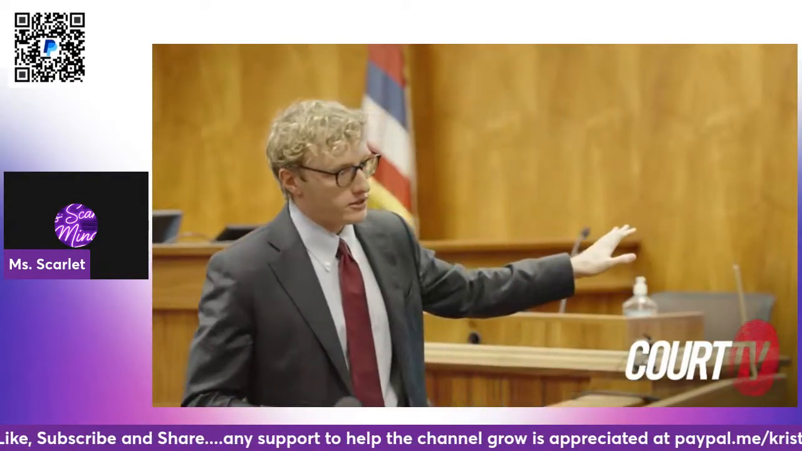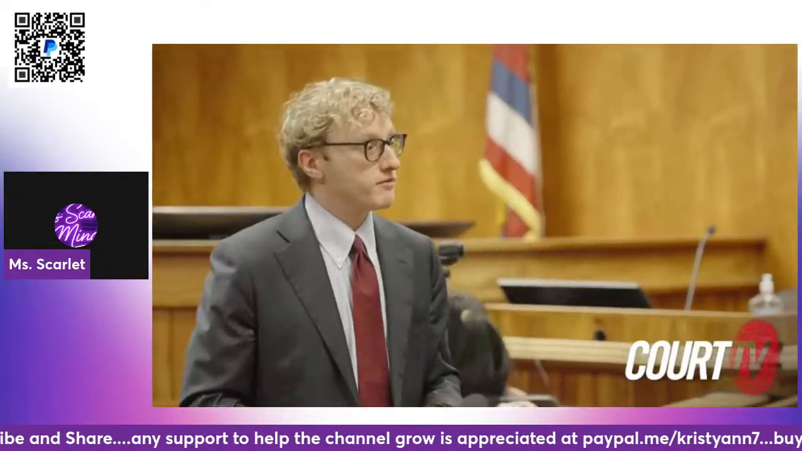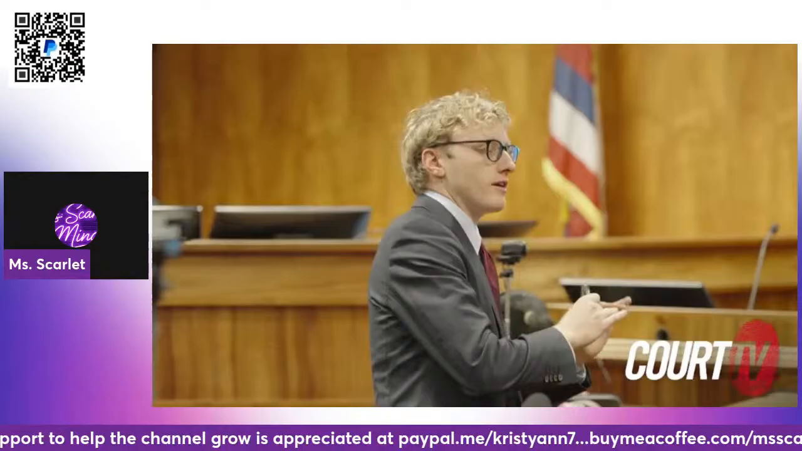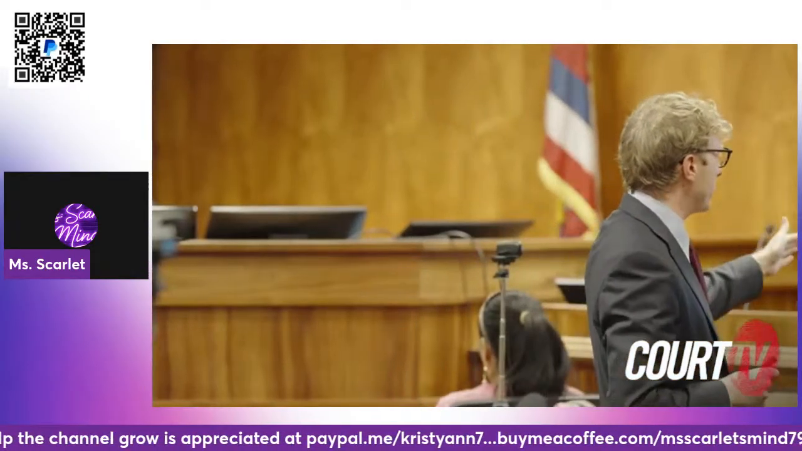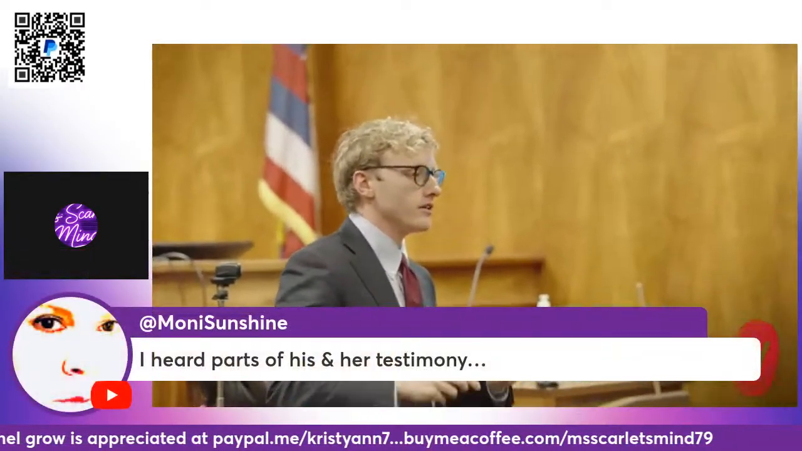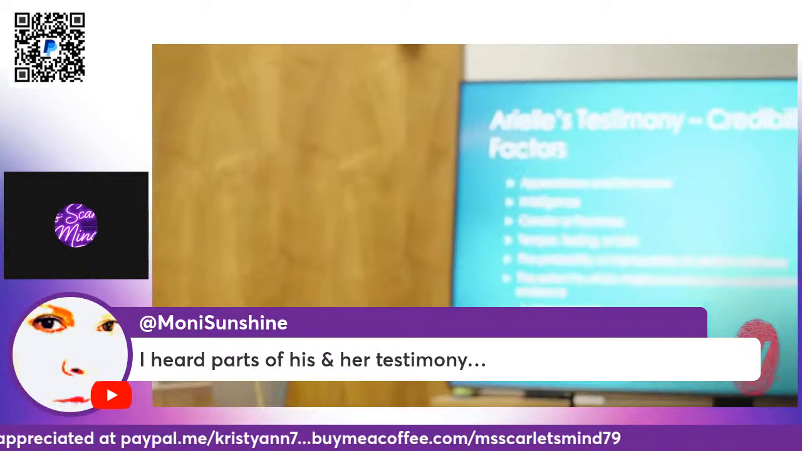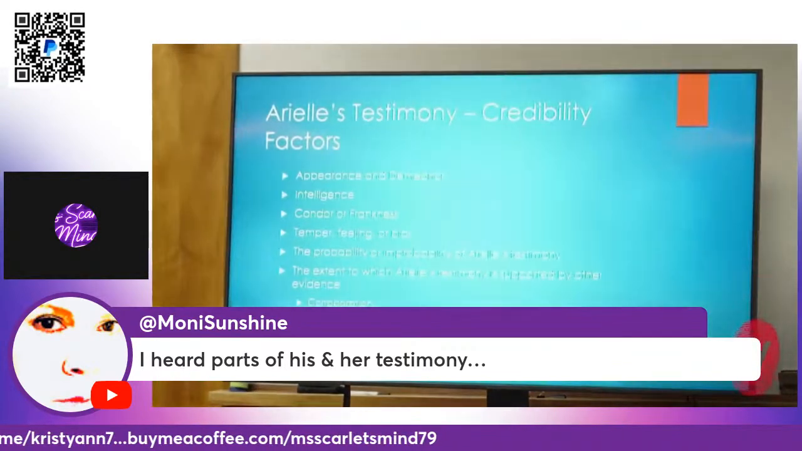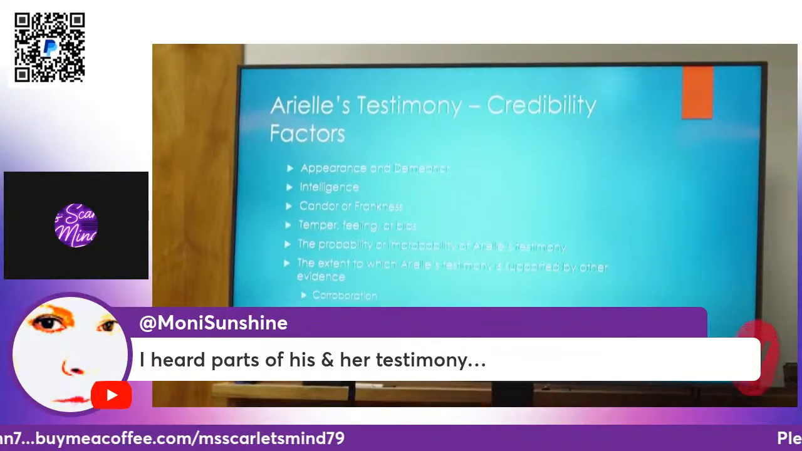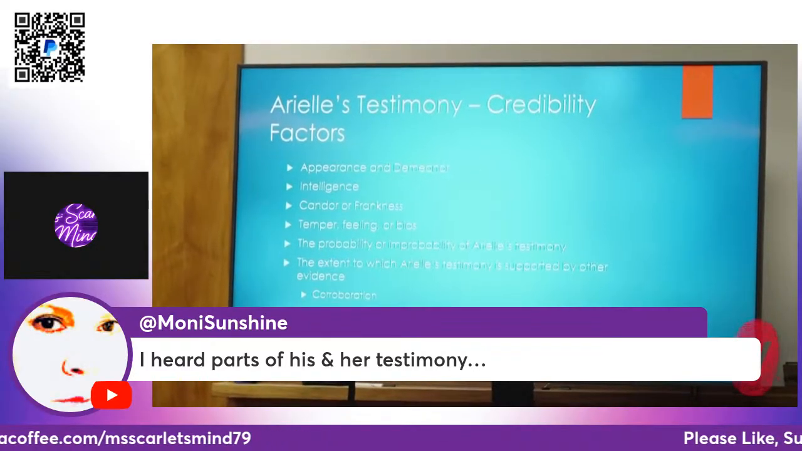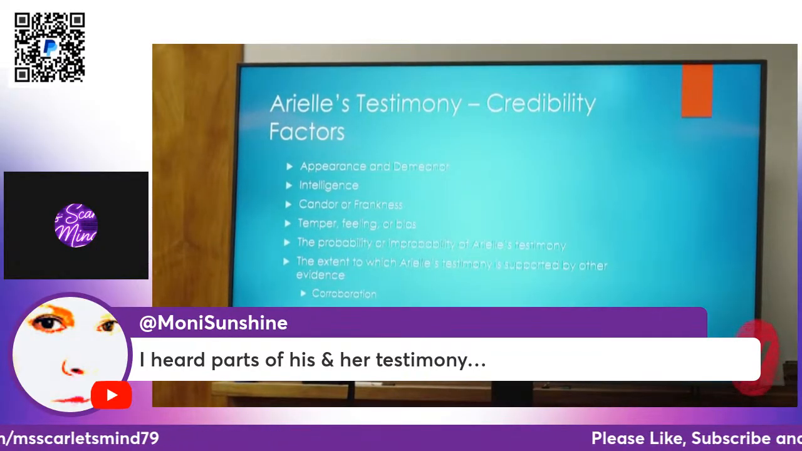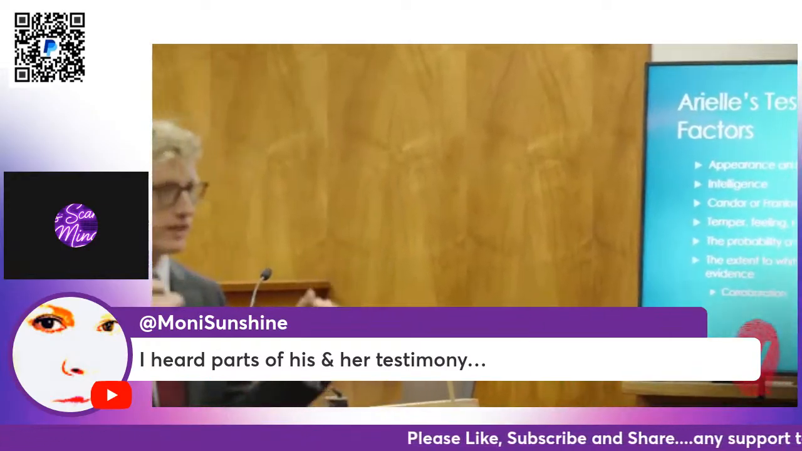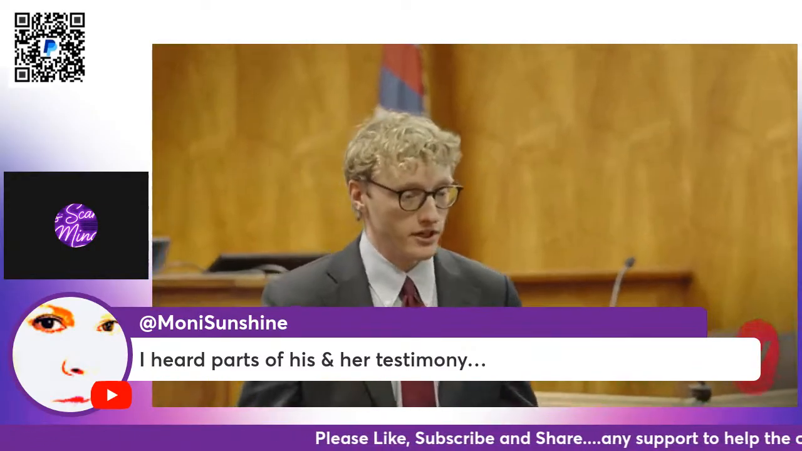These are the credibility factors. These are listed in your instructions that you should be considering for every witness who testified. And I'm not going to go through all of them right now, but there's a couple that are relevant for Ariel here. First, appearance, demeanor, intelligence, candor, frankness. Ariel testified in a straightforward, coherent manner. She testified clearly. There were no histrionics, barely any tears. It was straightforward. This happened, then this happened, then this happened. It was not over-dramatized. It was not over-exaggerated. It was straightforward and simple and coherent.